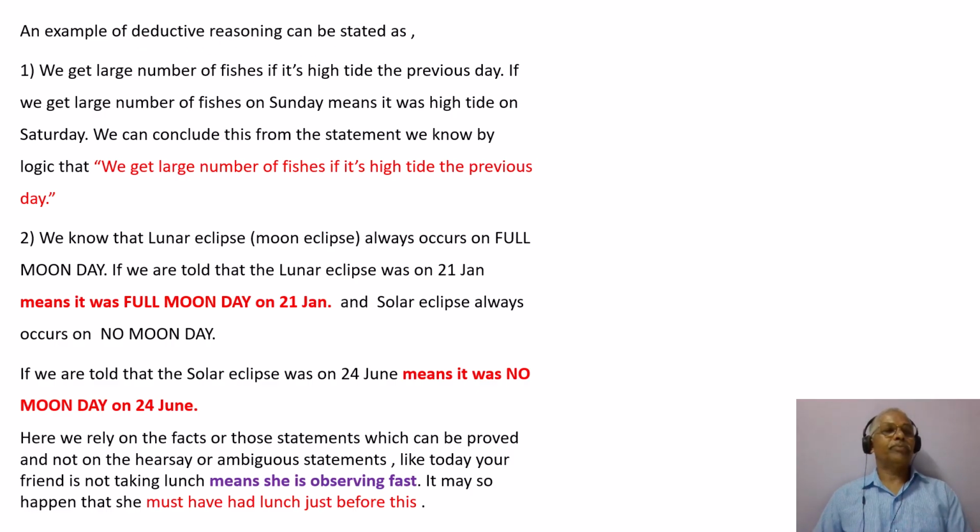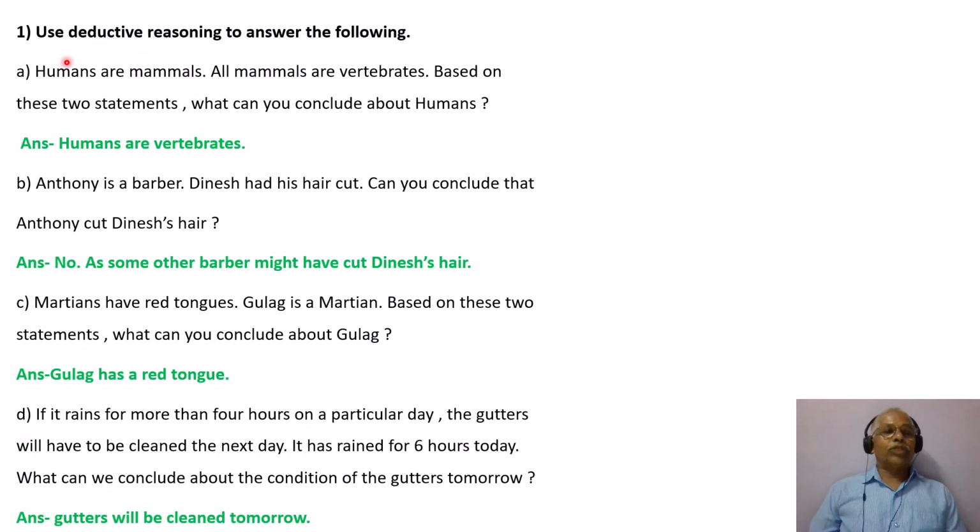Now certain exercise on deductive reasoning, very interesting. First one, humans are mammals and all mammals are vertebrates. So this is common mammal word. Humans are mammals and all mammals are vertebrates. Based on these two statements, what can you conclude about humans? Answer: humans are vertebrates. Yes, clear statement.